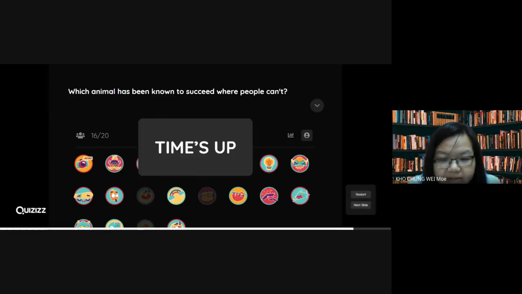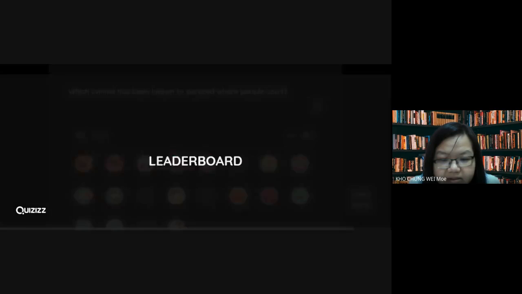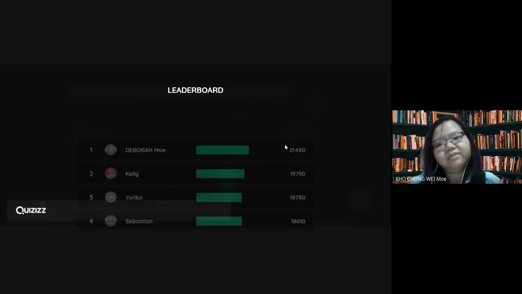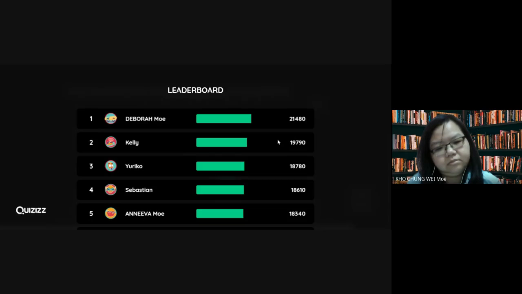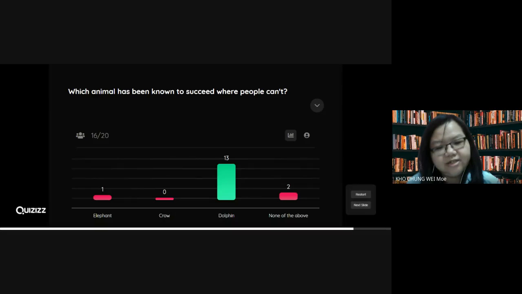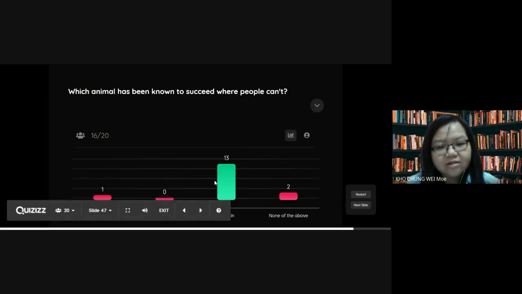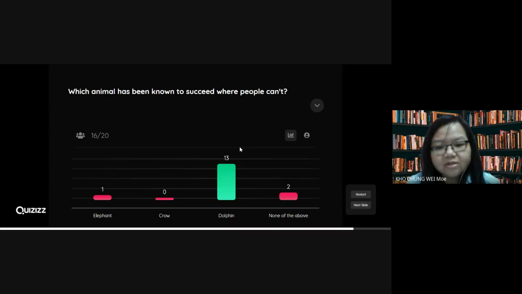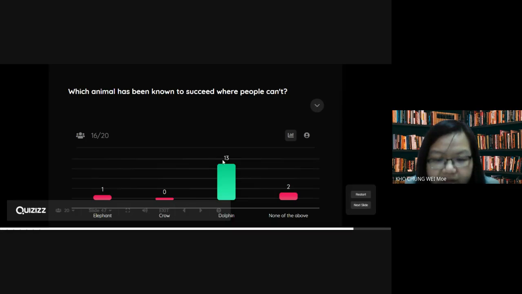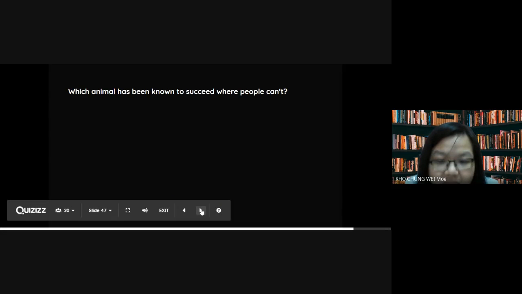Okay, time's up. Let's see. Okay, no changes in the leaderboard. That's right. Most of you got it correct. The answer is dolphin. Okay, remember how people are trying to help the 2 whales that got stranded, but they did not. They failed to do that, and the dolphin came and helped them. All right, so the dolphin is able to succeed where people cannot, where people failed in the mission to save the whale. All right, so that's the answer, dolphin. That's right. Next question.